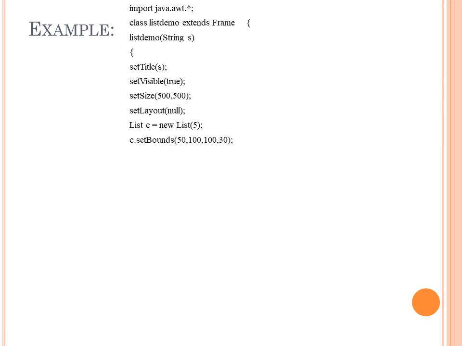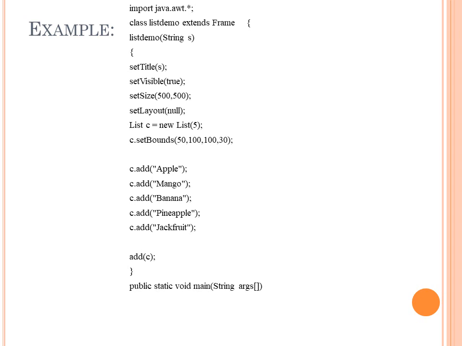So I will write c.setBounds so that you can set the coordinates for your list. Now I want to add 5 items to my list, so I will write c.add. First one will be apple, c.add mango, c.add banana, c.add pineapple, c.add jackfruit. Now all these 5 items will be added to my list. Now to add the list to your frame, we have to write add inside the bracket c, so your list will be added to your frame.